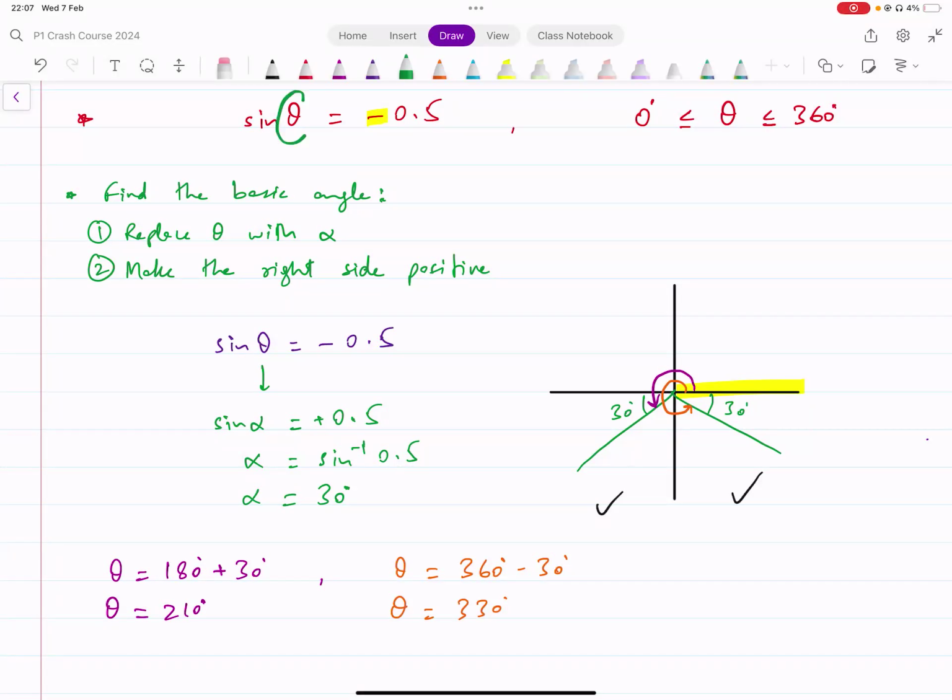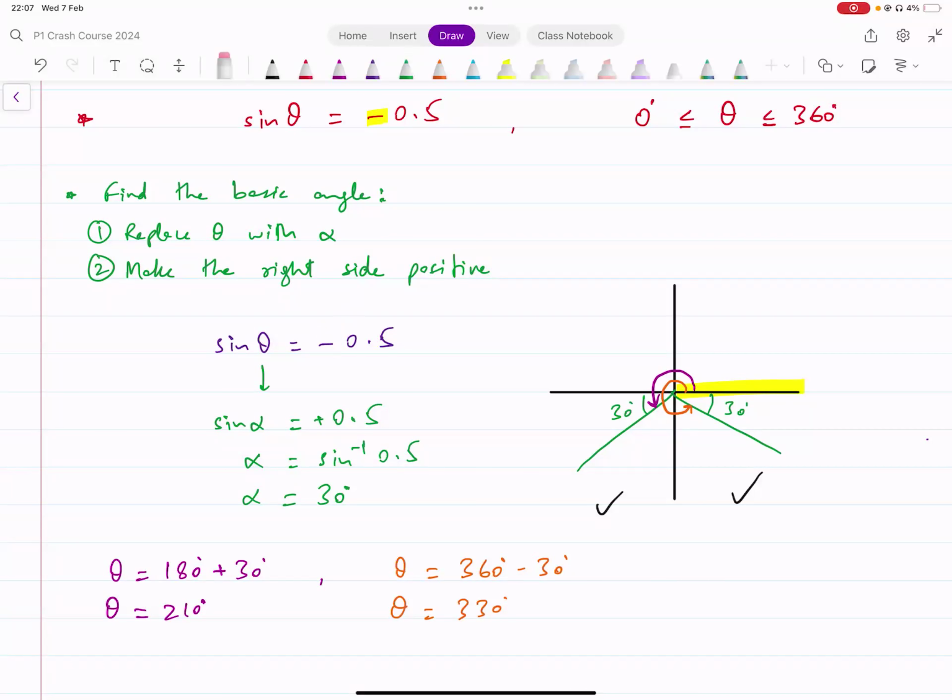Remember, we are finding theta. We're not finding alpha. We are solving this equation. This is the equation that we are solving. We are looking for the value of theta. That's the final result that we want. Sine of theta is minus 0.5. We look at that sign to figure out which quadrants we are going to be in. This we are making positive ourselves, and we're doing that just to find the basic angle. The original number is still negative.